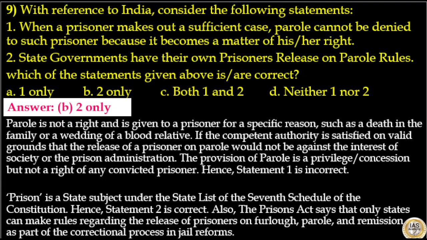Parole is not a right and is given to a prisoner for a specific reason, such as a death in family or a wedding of a blood relative, if the competent authority is satisfied on valid grounds that the release of the prisoner on parole would not be against the interest of society or the prison administration. The provision of parole is a privilege or concession but not a right of any convicted prisoner. Hence, statement 1 is incorrect. Prison is a state subject under the State List of the 7th Schedule of the Constitution. Hence, statement 2 is correct. Also, the Prisons Act says that only states can make rules regarding the release of prisoners on furlough, parole and remission as part of the correctional process in jail reforms. So, here the answer to this question is option D. Statement 2 only is correct.